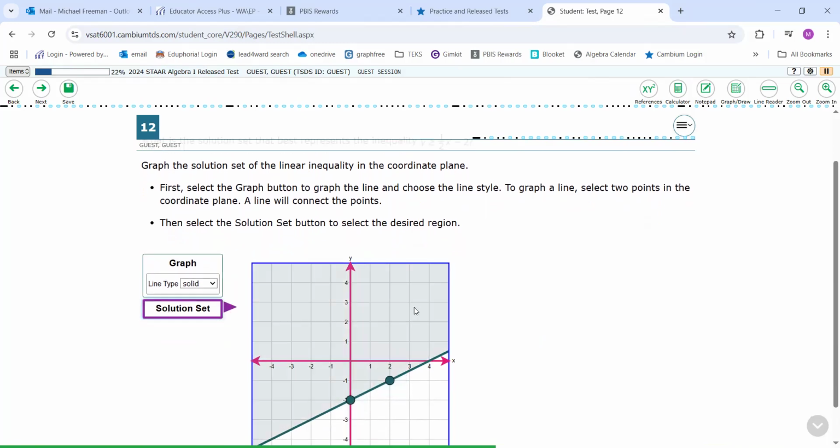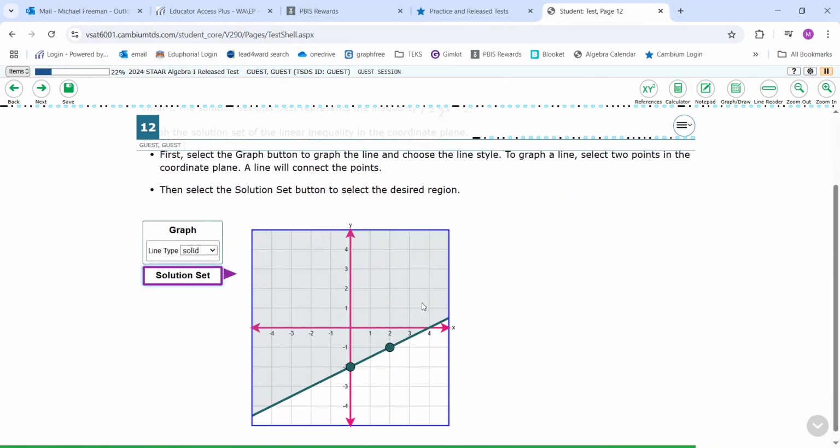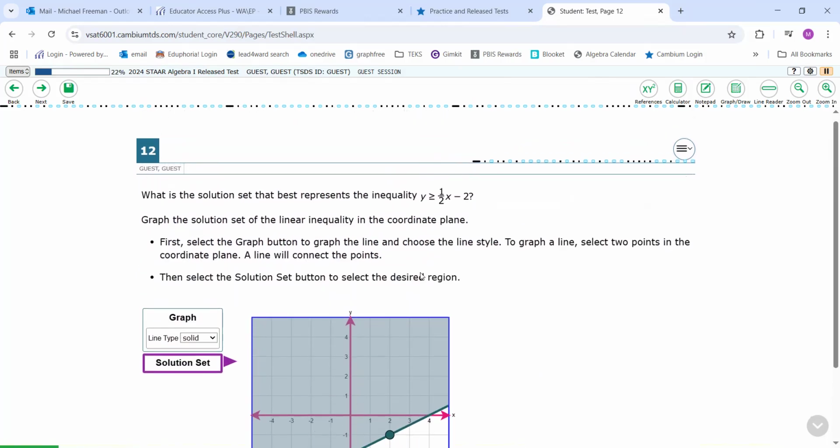So now we got to choose our solution set. Well, we know anytime it's greater than, we shade above our line. So this is our solution set. All of these points make this inequality true.